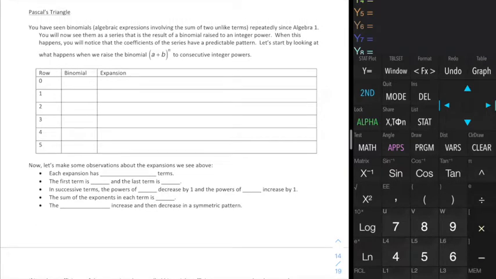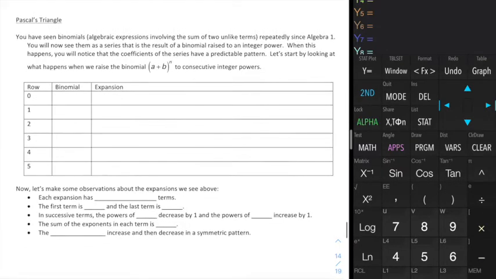So here's what we're essentially looking at here. Let me read this to you. You have seen binomials, algebraic expressions involving the sum of 2 unlike terms, repeatedly since Algebra 1. You will now see them as a series that is the result of a binomial raised to an integer power. When this happens, you'll notice that the coefficients of the series have a predictable pattern. That's the pattern that we've already seen on the other page. Let's start by looking at what happens when we raise the binomials to consecutive integer powers.